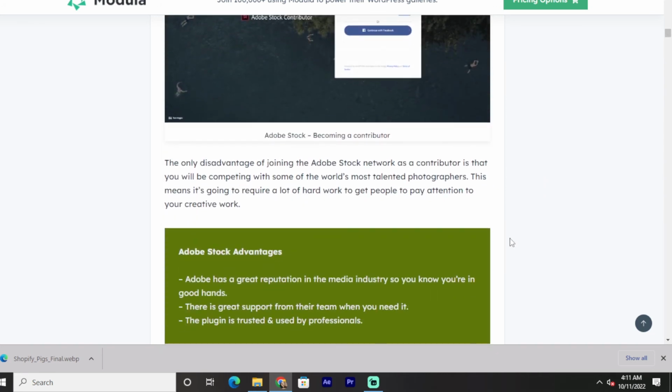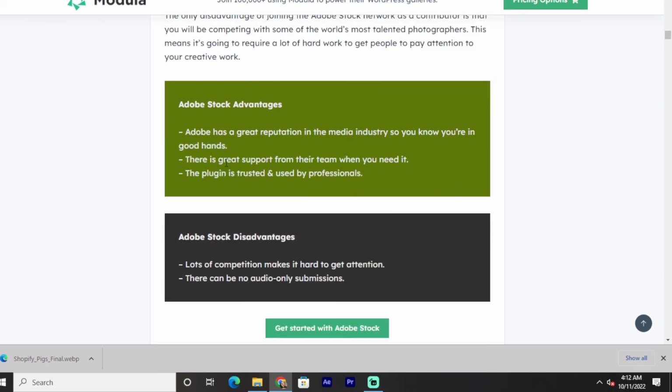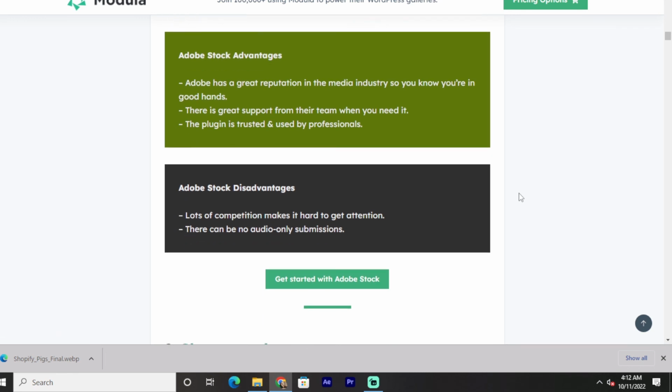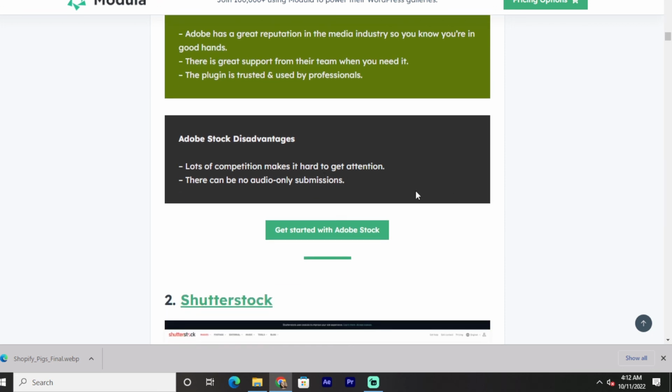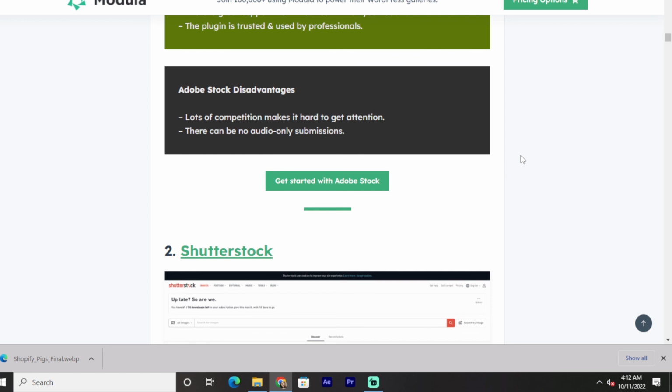The only disadvantage of joining the Adobe Stock network as a contributor is that you will be competing with some of the world's most talented photographers. This means it's going to require a lot of hard work to get people to pay attention to your creative work. So Adobe Stock advantages: Adobe has a great reputation in the media industry, so you know you are in good hands. There is great support from their team when you need it. The plugin is trusted and used by professionals. Adobe Stock disadvantages: lots of competition makes it hard to get attention. There can be no audio only submissions.